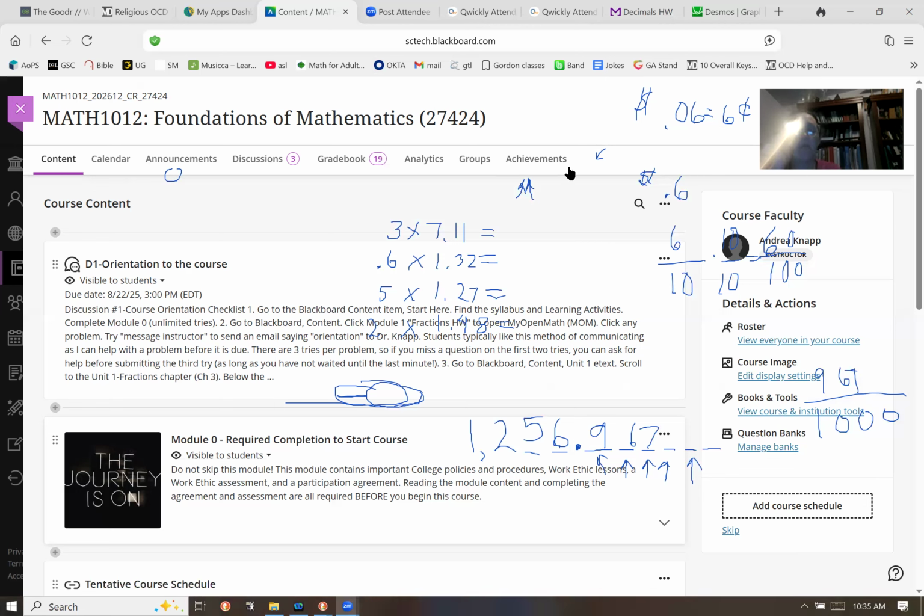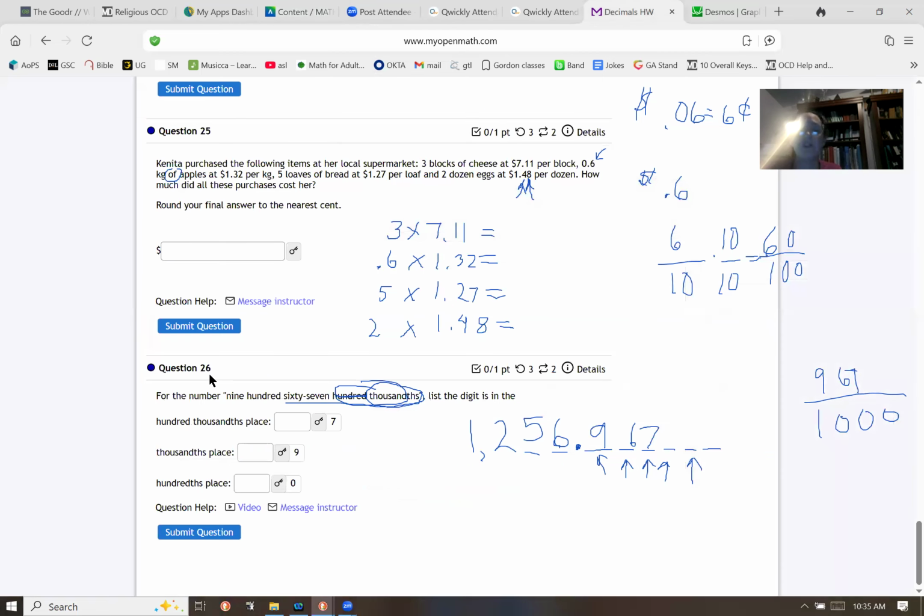Okay, now I did want to go over, for purposes of the recording here, question 26, the number 967 thousandths would be written as 0.00967, so that your 7 is in the 100,000ths position. And then you can answer the questions as you see right here.